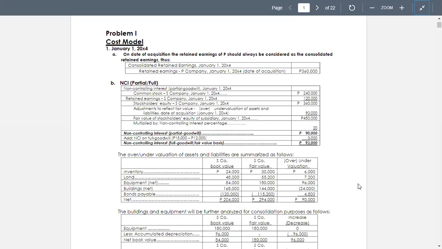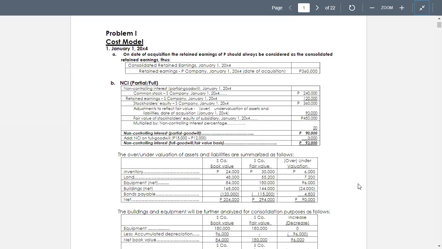Now, in this problem, requirement number 1 states the use of the cost model. In requirement number 1, we have A, B, and C. A: determine the consolidated retained earnings, non-controlling interest, and consolidated stockholders' equity on January 1, 20x4. For our solutions to A, B, and C, you can refer to the canvas for the solution of problem 1.